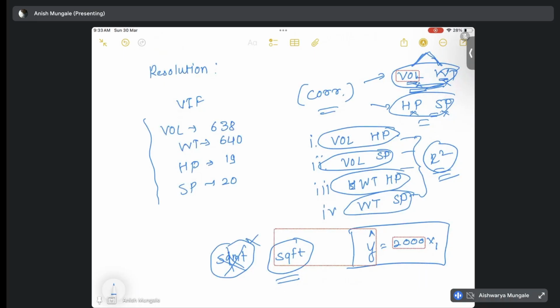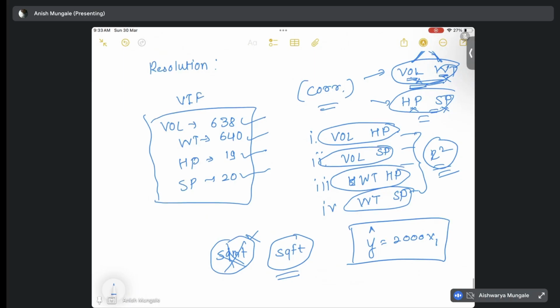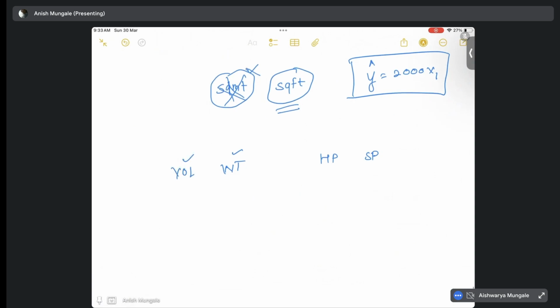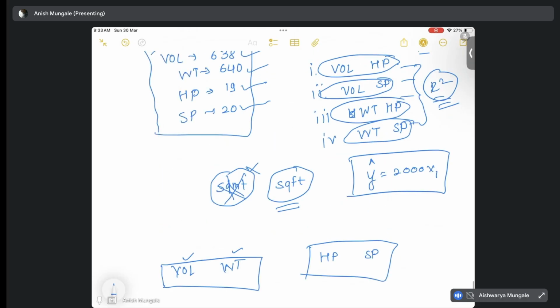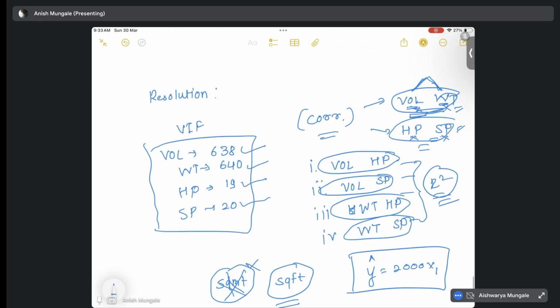So we got VIF values like this, which indicate that there are some features which are dependent, correct? Because VIF value is higher than 10, which indicates that the features are not independent. Then we saw the correlation and checked which pairs have higher correlation. We isolated those pairs. We found out that the pairs volume and weight, and HP and SP have higher correlation. So they are not independent. Correct?